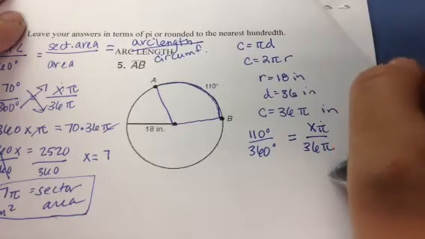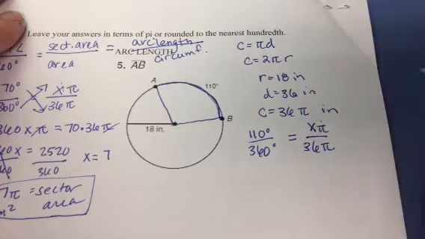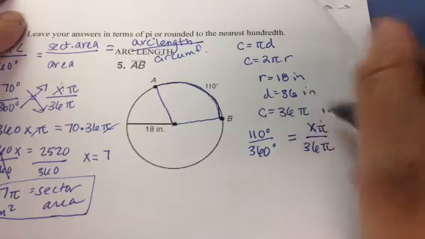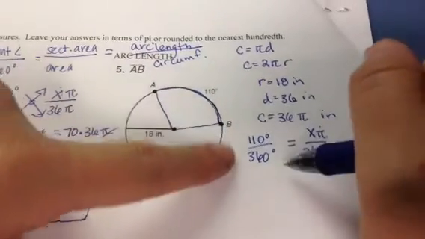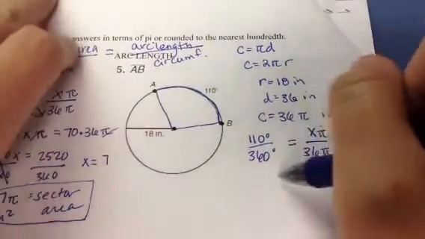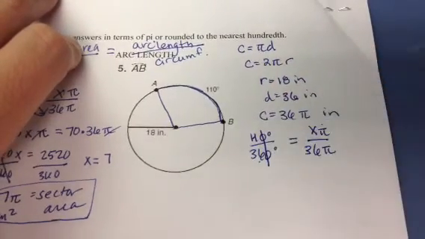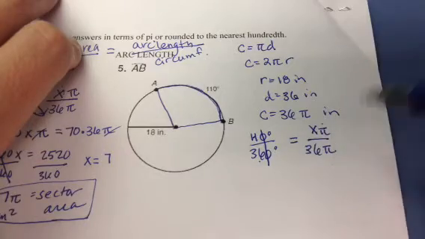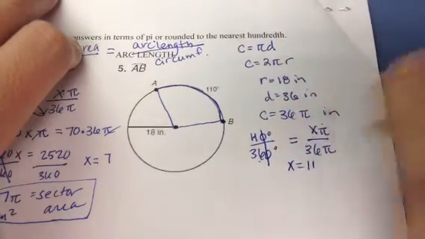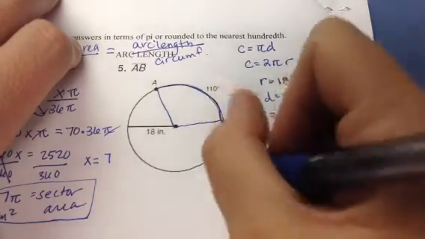Again, you could just cancel pi in your proportion, but I'd say be careful of doing that because your arc length will have pi in it. And then we can cross multiply, or if you look at this, if you simplify 110 over 360, if we just divide those by 10, we get 11 over 36. So if 11 over 36 is equal to x over 36, we know x must be 11. So your arc length should be 11 pi.